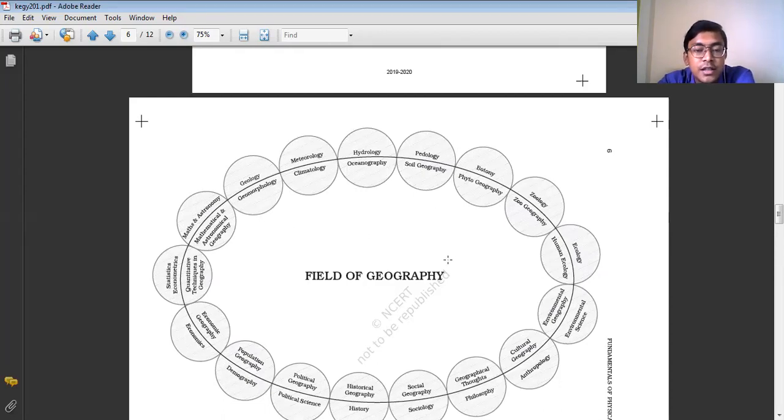So here you can see that geography is the main subject, and geography has different branches. The main three branches are physical geography, human geography and biogeography. The different sub branches of physical geography, human geography and biogeography are related with various other science and social science subjects. This is why geography is considered an integrating discipline. So here we have established why geography is considered an integrating subject and how geography is related with natural science subjects and with social science subjects.